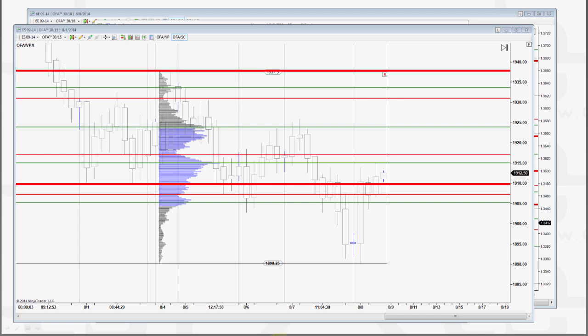Because the attributes of the volume profile are a result of the auction, the attributes and the elements are exactly the same. And every market is an auction. So the profile is just a representation of that auction, of what their interests are, where fair prices and unfair prices are.